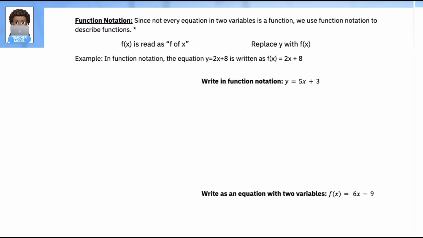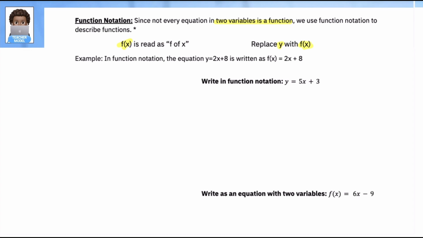You're going to see tons of equations, and at times we're going to have to rewrite them as a function or vice versa. So here's the skinny on function notation. It pretty much means not every equation will have two variables in a function. So sometimes we'll use a function notation where we say f of x. That's how we'll say it. And we're just replacing the y with an f of x.